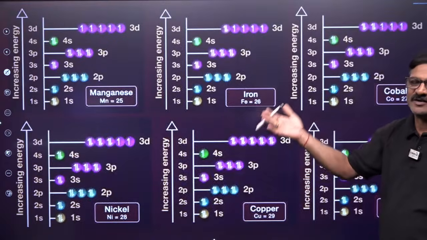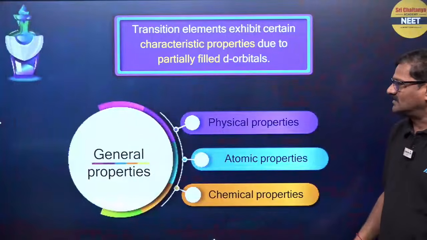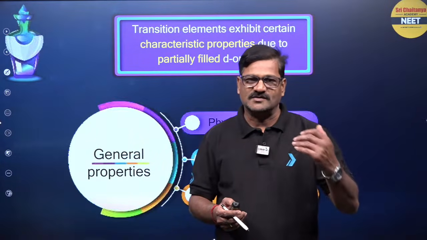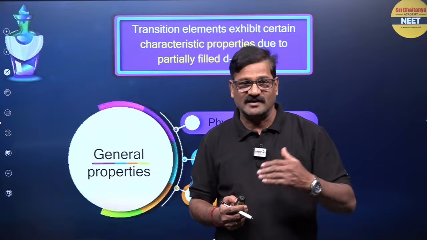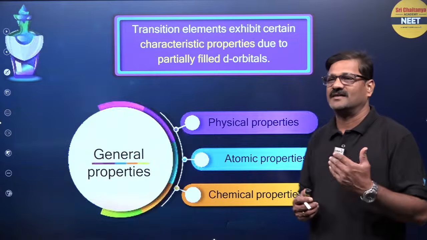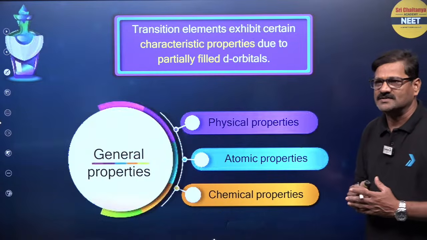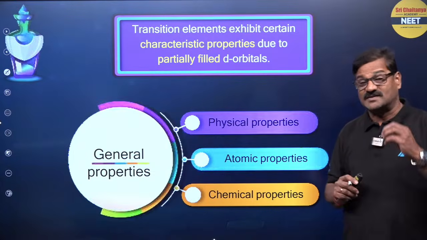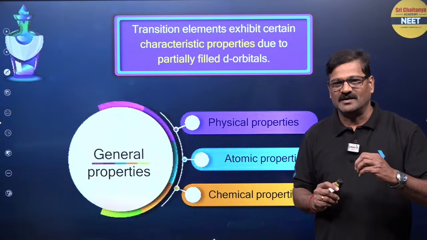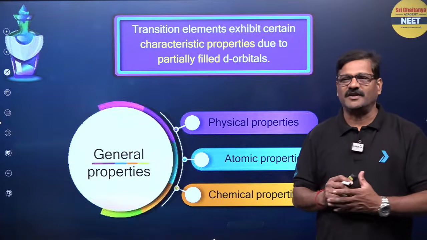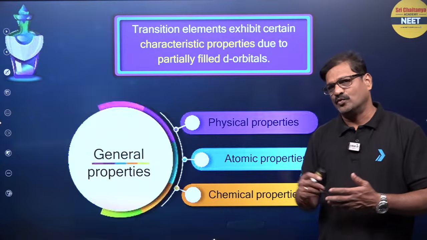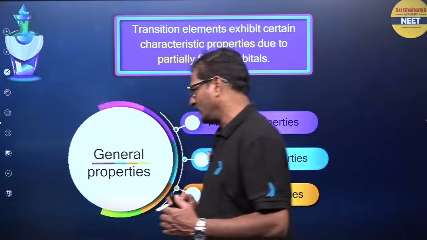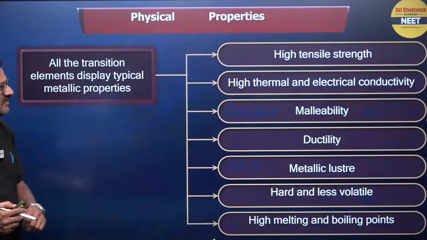You know how the electronic configuration is given, and this electronic configuration is the key point in deciding their oxidation state, the relative stabilities of their compounds, oxides, fluorides and so on. So in the general properties, transition elements exhibit certain characteristic properties due to incompletely filled d orbitals. I want to classify them into physical properties, atomic properties and chemical properties. So let us see this in detail.